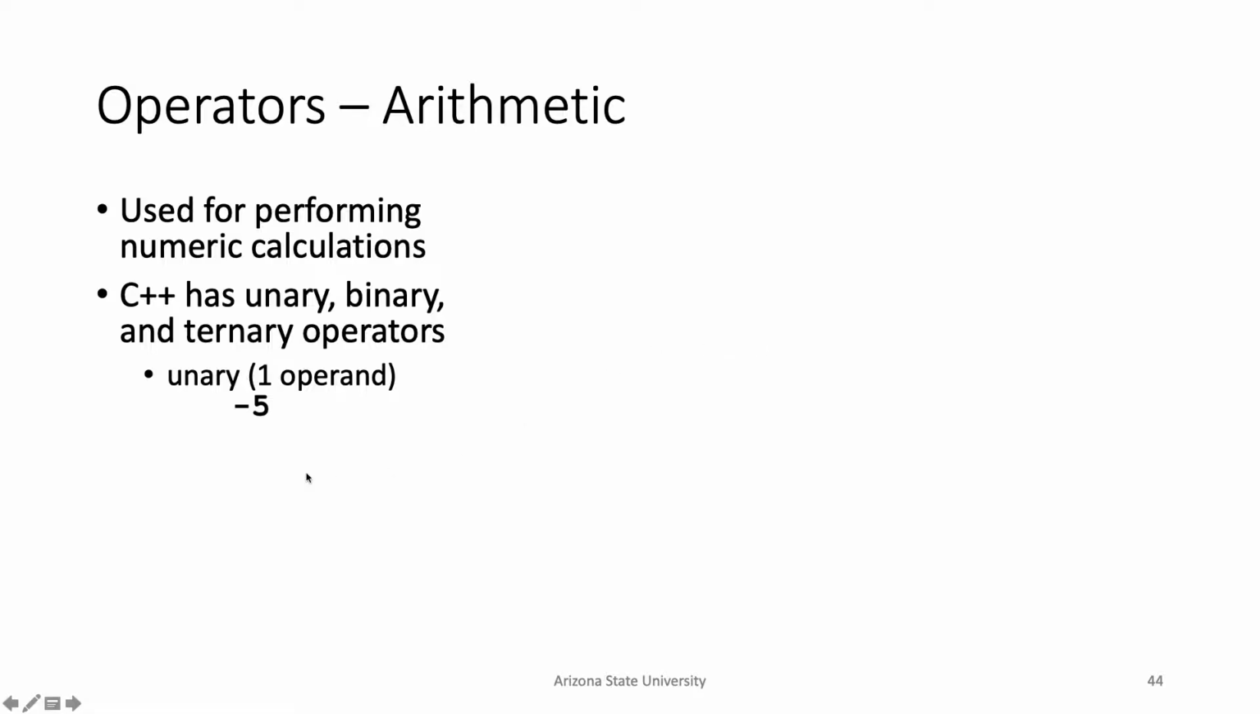Like -5, for example. What is the operand in this case? It's the 5. What is the operator? The negative. So the operator is acting on 5, and then the result is -5. So the operator here is called unary. It's operating on one thing and one thing only.